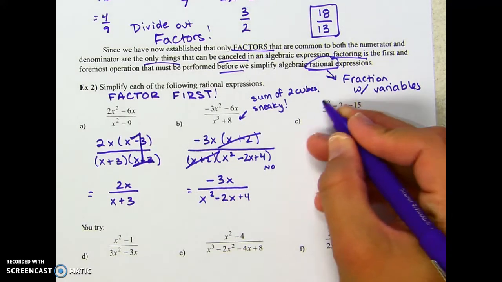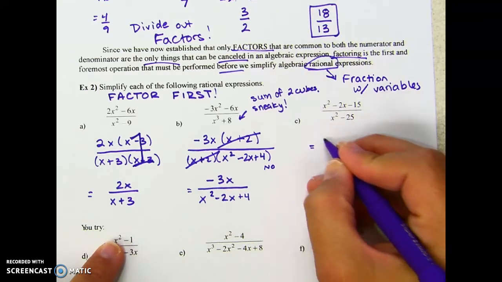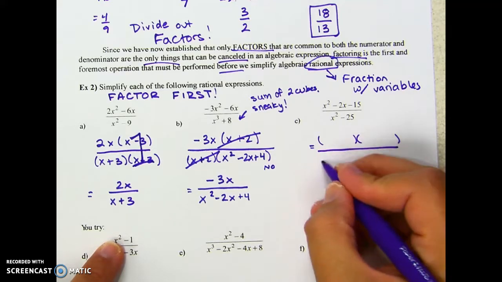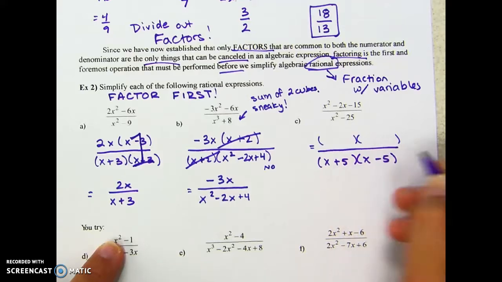Now, let's see here. Does this have a common factor in the top? No, but it has 3 terms. So anytime you have 3 terms, it will always go to this. And we know the denominator is x plus 5 times x minus 5.